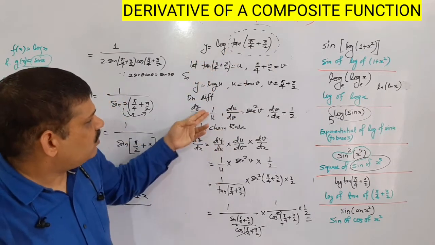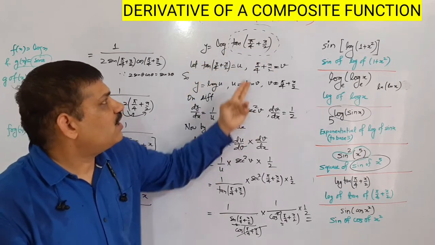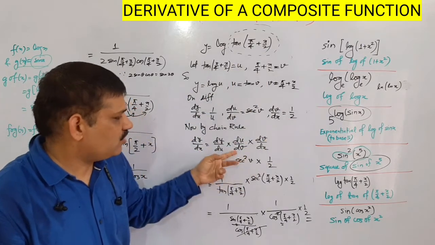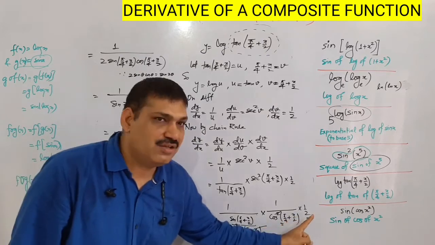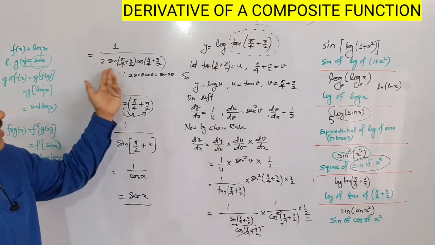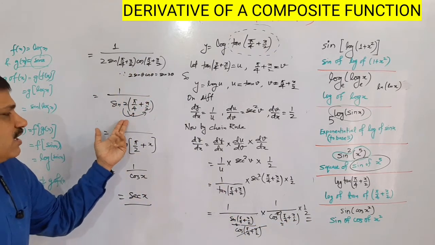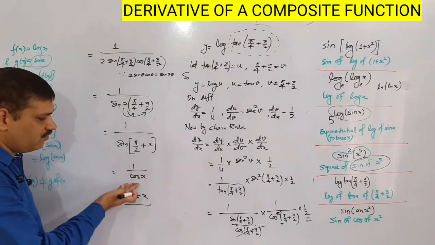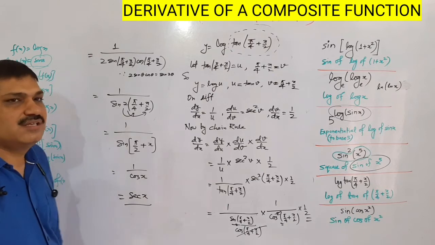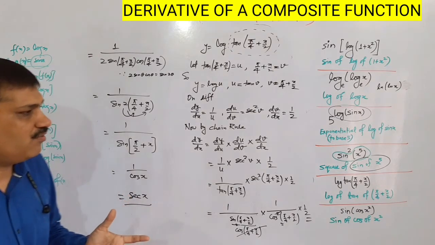Log of u, that is 1 upon u, tan of, that is sec square, this half, I'm changing it in terms of sine and cos. What we got in the denominator? 2 sine theta cos theta. 2 sine theta cos theta is sine 2 theta, and sine 90 plus theta, sine pi by 2 plus x is simply cos of x, and 1 upon cos x is sec x. So this is how we do.